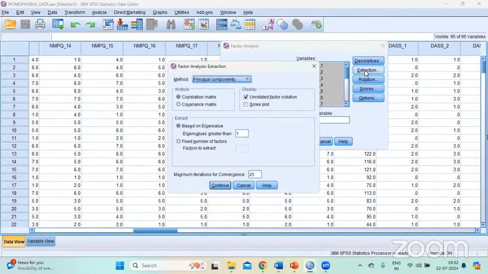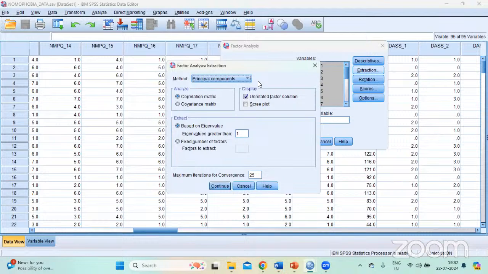Continue. Coming to Extraction. Now here, the first option that we get is the method. So in our last class, I was mentioning principal axis factoring. There are different types of factor analysis methods which you can get here. If you intend to go for common factor analysis, then you choose principal axis factoring. If you intend to go for PCA, then you choose principal components. So we will first see the principal components. We are choosing it first, and let's see.